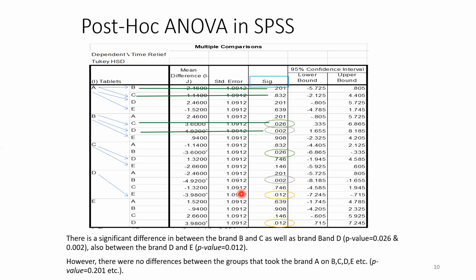So this is our post-hoc analysis, and in one statement we can write that there is a significant difference in the time relief between brand B and brand C, as well as brand B and brand D, and also between brand D and E. While there was no significant difference among the other groups. This is about the post-hoc analysis, and how to conduct it when we run the ANOVA.